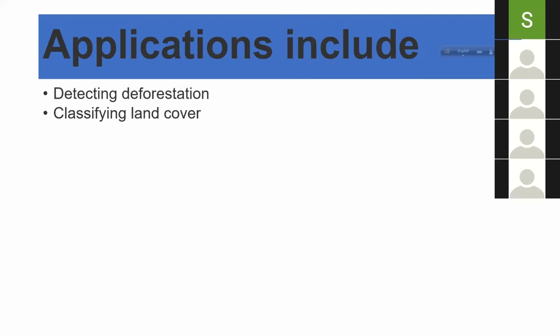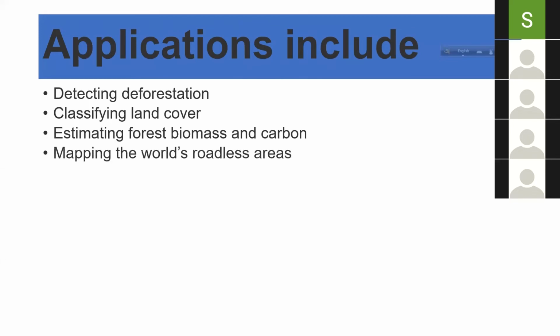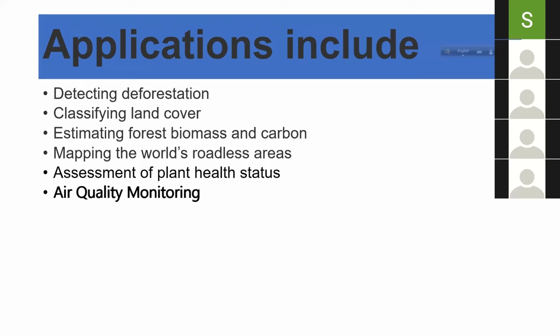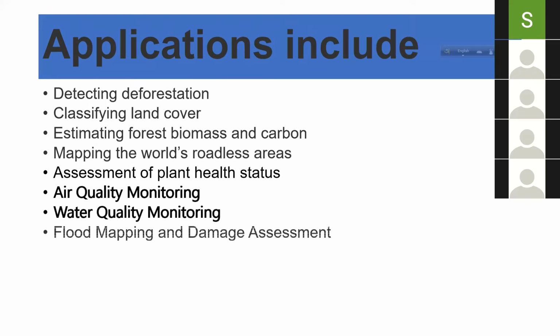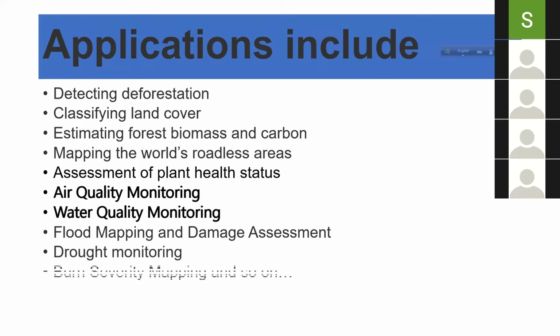So then what are the applications of Google Earth Engine? Mainly detecting deforestation, secondly land cover classification, and estimating forest biomass and carbon. It also maps the world's roadless areas and assesses plant health status. You can also do air quality monitoring and water quality monitoring, flood mapping and damage assessment. You can also do drought monitoring and burn severity mapping and so on. Many applications you can do on the Google Earth Engine platform.